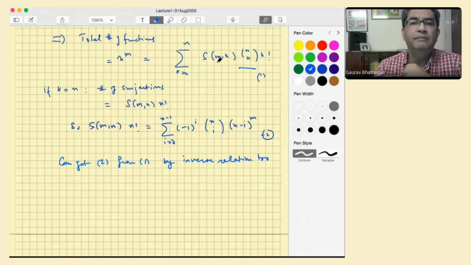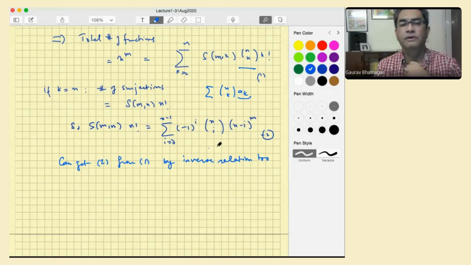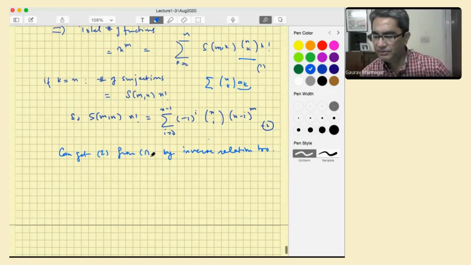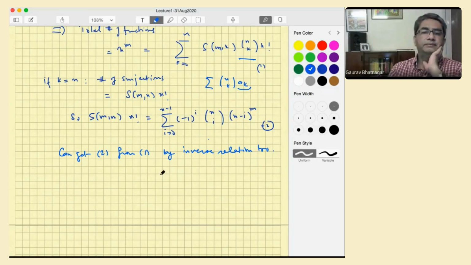So this chap, S(m,k) k factorial, is your a_k. This is of the form sum of n choose k a_k, and this is of the form a_n equals minus 1 raised to the power whatever. So you can get this from your inverse relations too. But you have a formula. Okay, any questions on this?